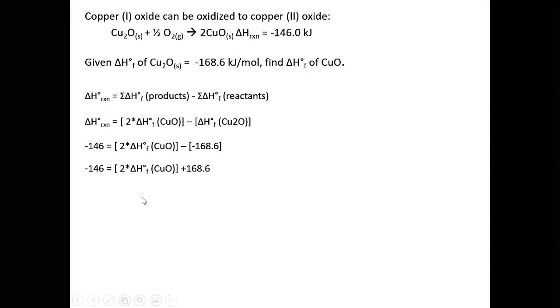And now you move everything over to get like terms on the same side. We get 2 times the heat of formation of copper 2 oxide equals negative 314.6. And so the heat of formation of copper 2 oxide is negative 157.3. By the way, when the heat of formation is exothermic, that means that the product is more stable than the reactant. So when we make copper 2 oxide from its elements, it's going to be a more stable substance than the elements themselves.